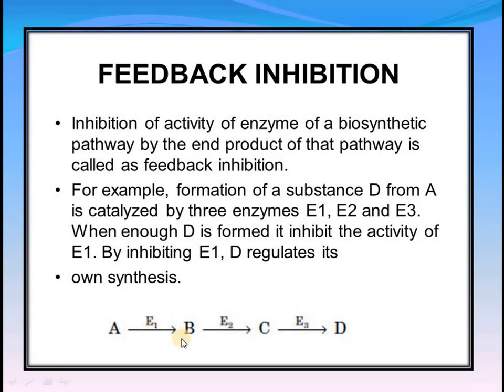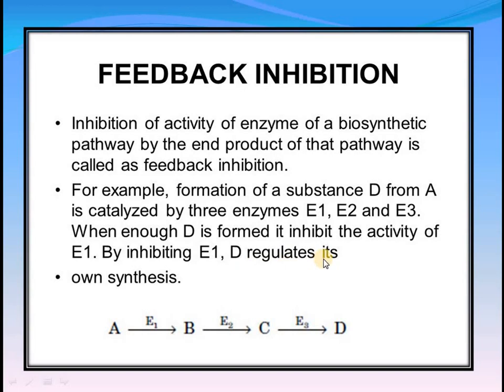E1 जब act हुआ तो it will convert it into B. Then B is converted into C with the help of E2. And then C is converted into D with the help of E3. When enough D is formed, it inhibits the activity of E1. When the concentration of D is getting high, then this D will inhibit the action of this E1.